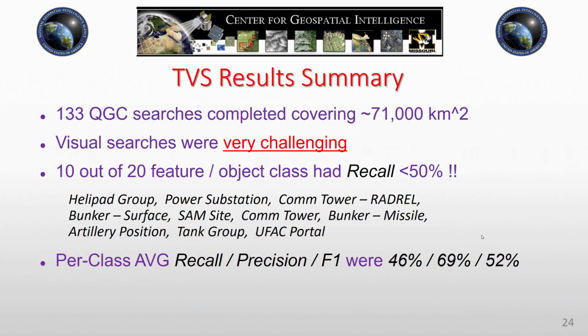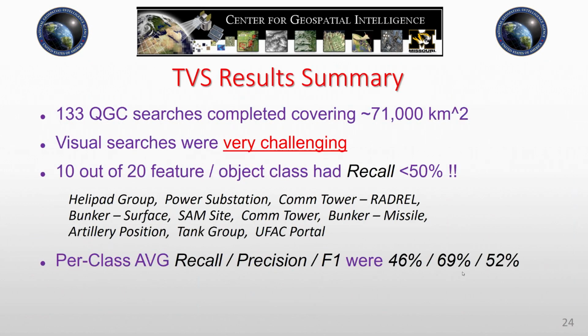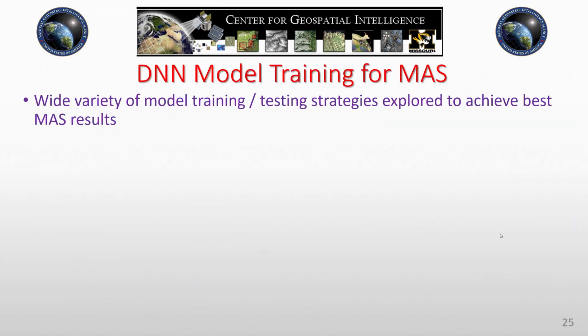So to summarize these results, we searched 71,000 square kilometers of land area, 133 different corridor geocell searches, because we're doing multiple searches per corridor geocell with multiple analysts. Half of the objects and feature classes had a recall less than 50%. So even the traditional visual searches are quite challenging. And the per class average on the F1 was 52% for those traditional visual searches.